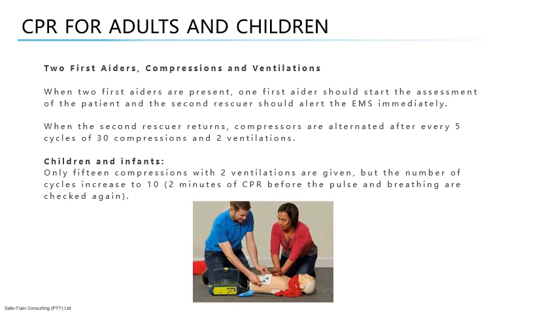The pulse and breathing are checked. When no pulse and breathing are found, CPR is started immediately. When the second rescuer returns, compressors are alternated after every 5 cycles of 30 compressions and 2 ventilations. Children and infants: only 15 compressions with 2 ventilations are given, but the number of cycles increases to 10. 2 minutes of CPR before the pulse and breathing are checked again.